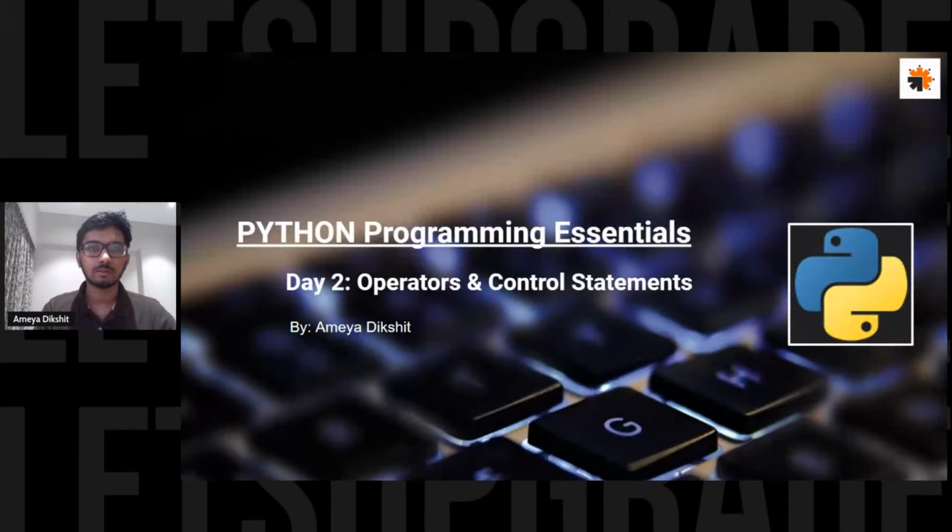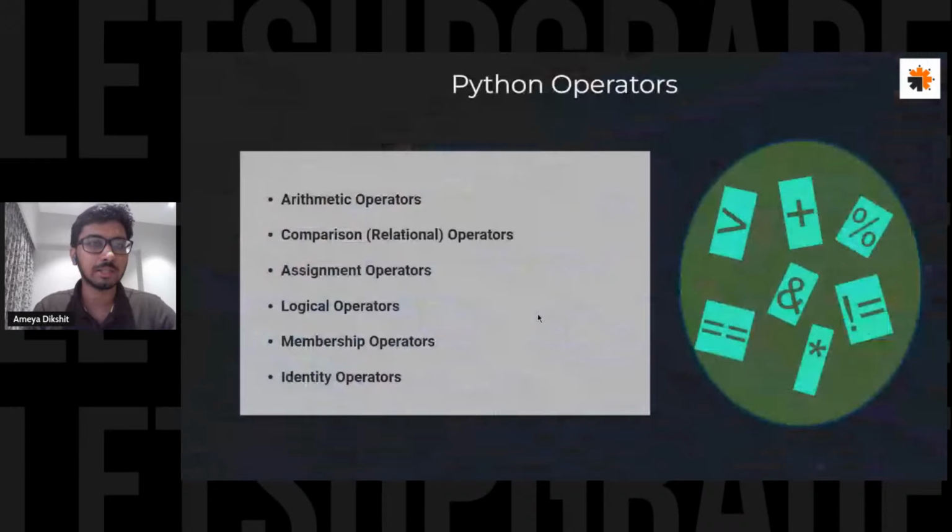So today we'll be learning about operators and the control statements. Now, first we need to know what operators are. Operators are symbols that are used to perform operations on one or two values or variables. In simple words, like addition or subtraction, like 5 + 10 or 5 - 10. These are all operators.